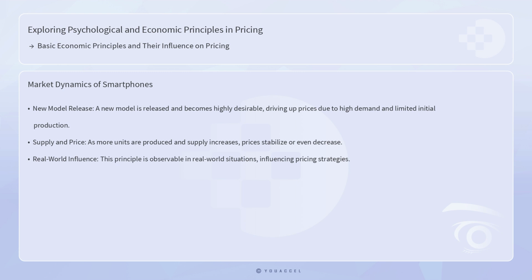For example, consider the market for smartphones. If a new model is released and becomes highly desirable, but its production is limited initially, the high demand and low supply will drive up prices. As more units are produced and supply increases, prices will eventually stabilize or even decrease to meet the equilibrium point where the quantity demanded matches the quantity supplied. This principle is not just theoretical, but is observable in real-world situations, influencing pricing strategies across various markets.